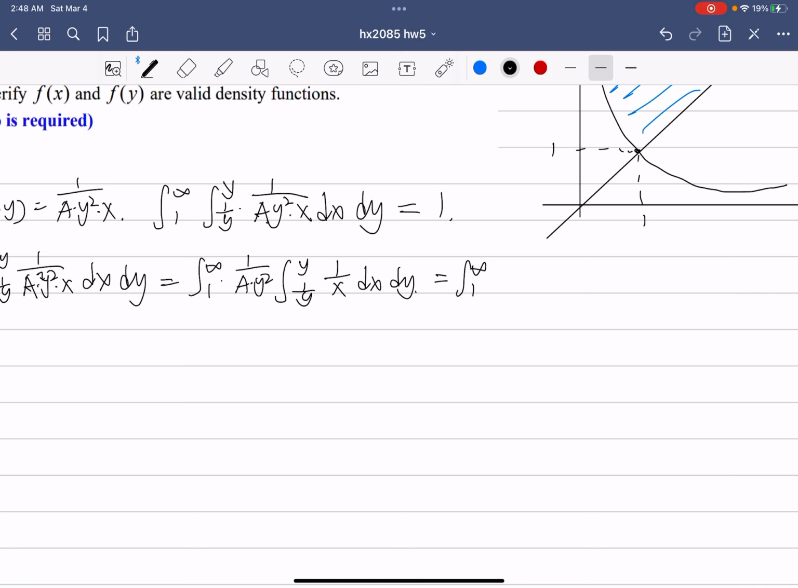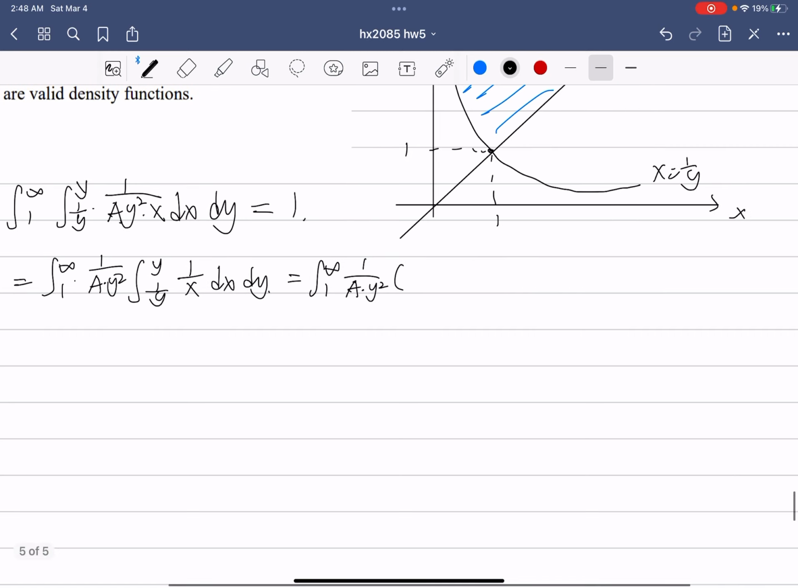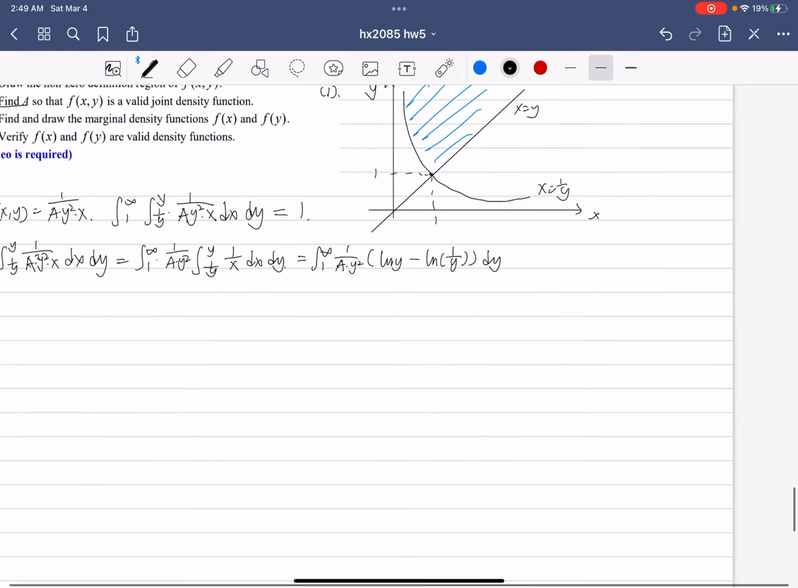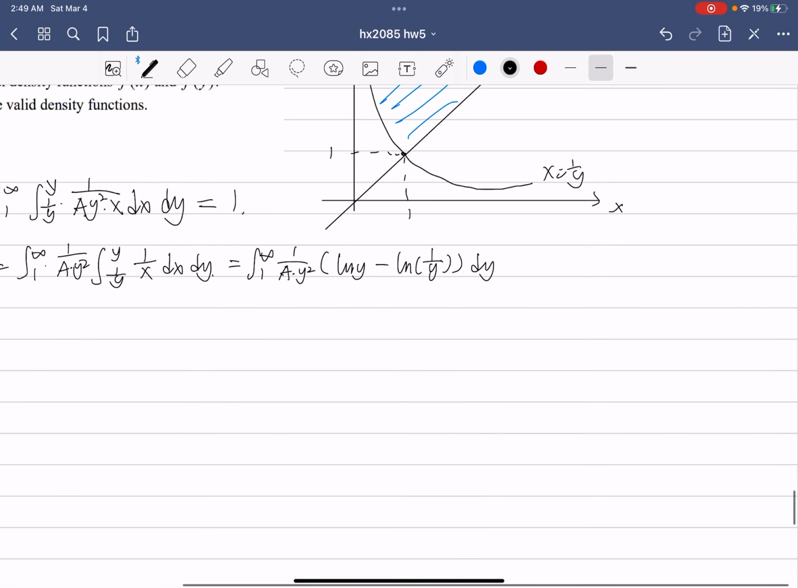Which is the integral from 1 to infinity of a times y squared, and the middle part will be ln y minus ln 1 over y, dy. Which is 2 divided by a, the integral from 1 to infinity of ln y divided by y squared dy.